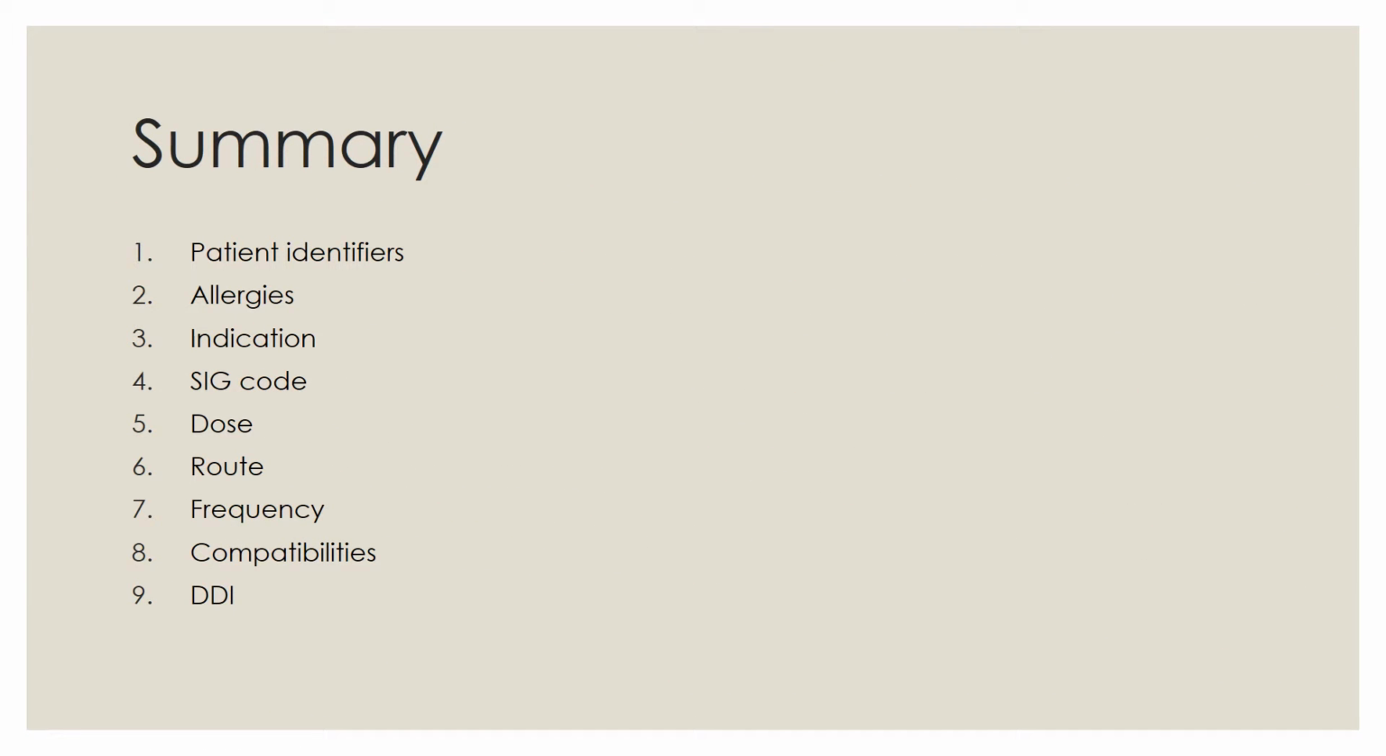The order process begins with patient identifiers and allergies, and then moves to more in-depth looking at the patient profile to find indications, the SIG codes, doses, routes, frequencies, and then just making sure that the safety of the patient is always maintained, and making sure that compatibilities are met, and you're avoiding any potential drug-drug interactions. So once you're satisfied with the information you found, you can go ahead and verify the order, prepare the medication, and dispense it as needed.